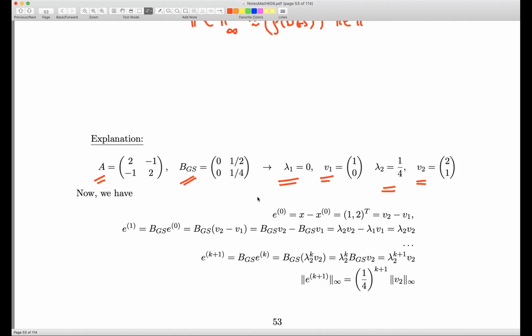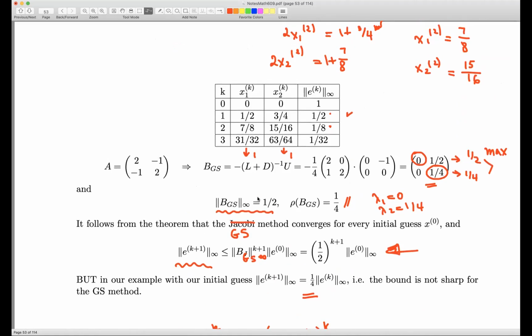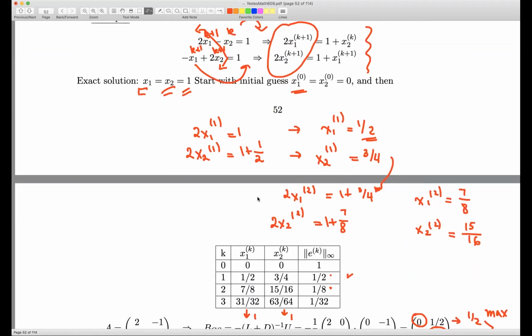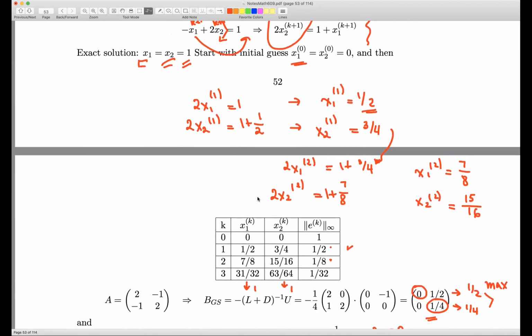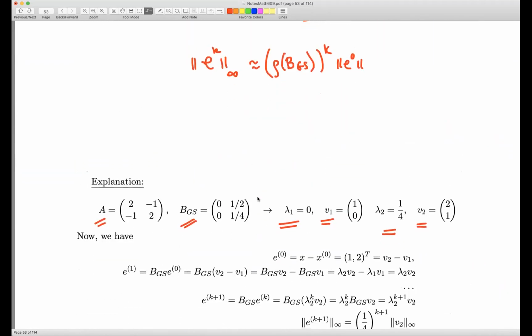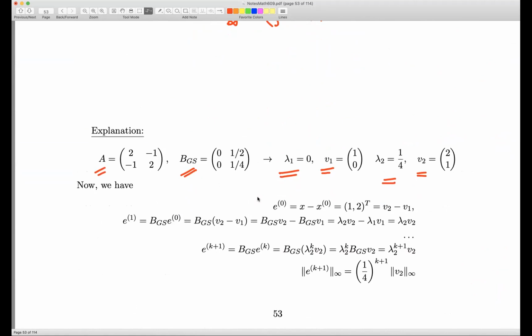So the vector x here is the vector with x1 equal to x2 equal to 1, and the original error is 1, 1, not 1, 2. The error is 1, 1. If you look at V2 minus V1, 2 minus 1 is 1, and 1 minus 1 is 0, so exactly the error is V2 minus V1.